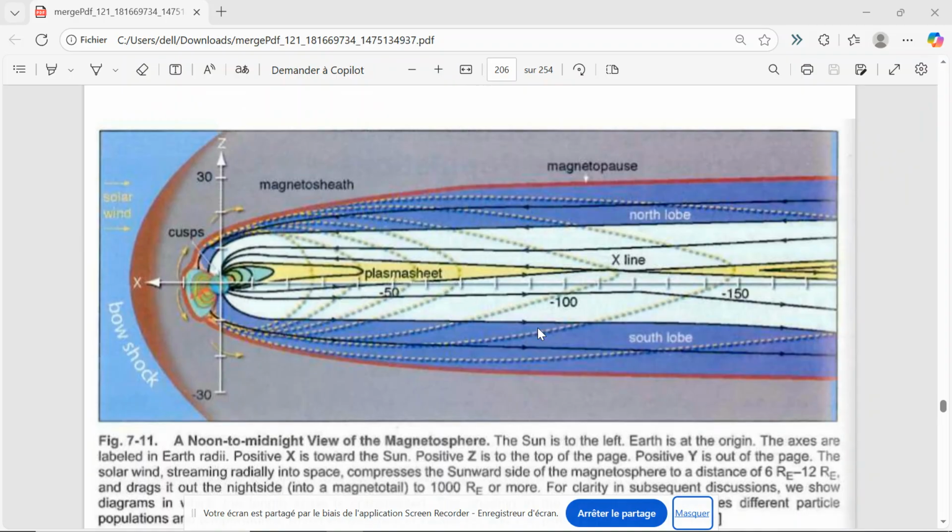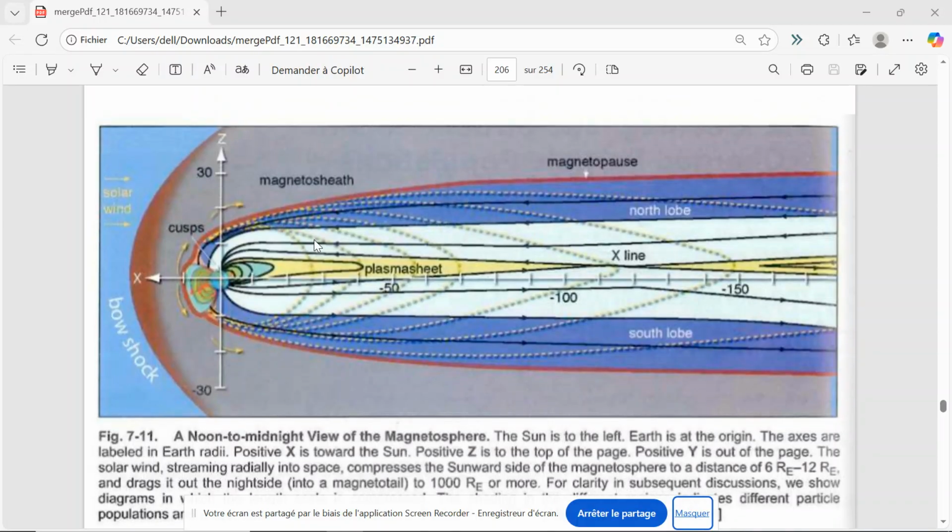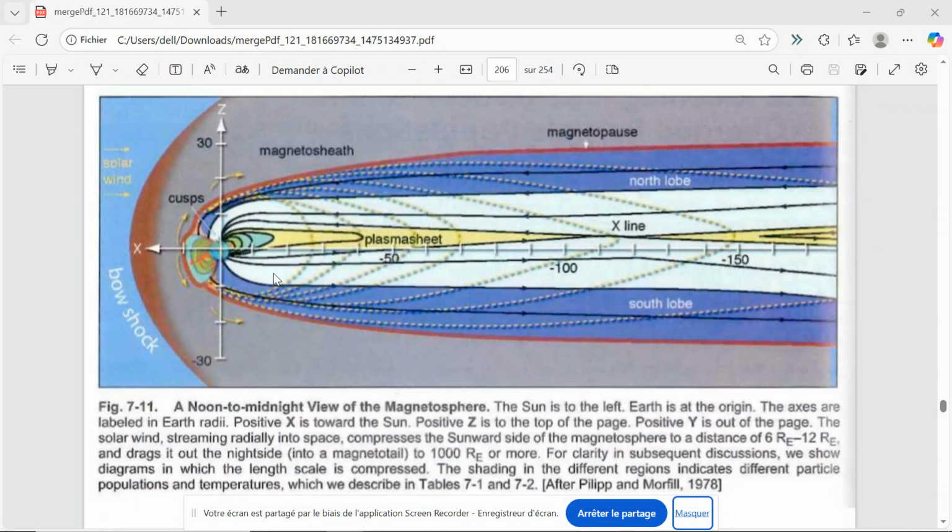The magnetosphere is delimited by the magnetopause. The magnetopause is where we have an equilibrium between the solar wind, the magnetic field lines coming from the Sun, and the geomagnetic field of the Earth. So inside the magnetosphere, the charged particles follow the magnetic field lines of the Earth. So it is the geomagnetic field that dominates. This is the shape of the magnetosphere in blue right here.